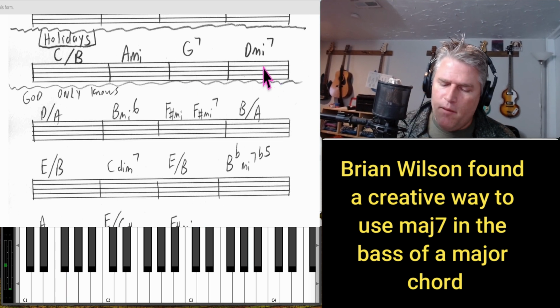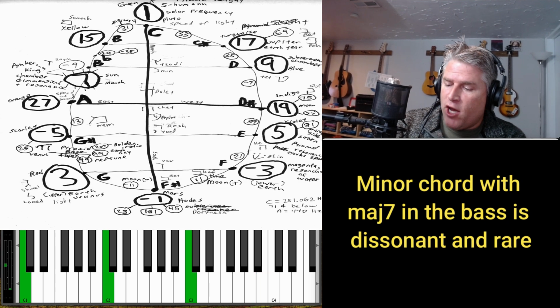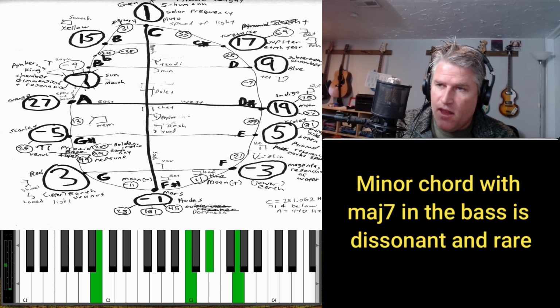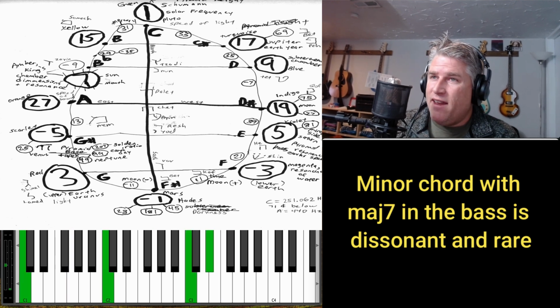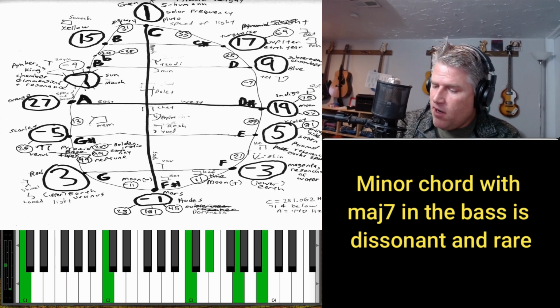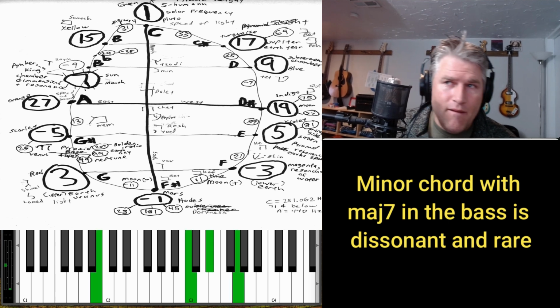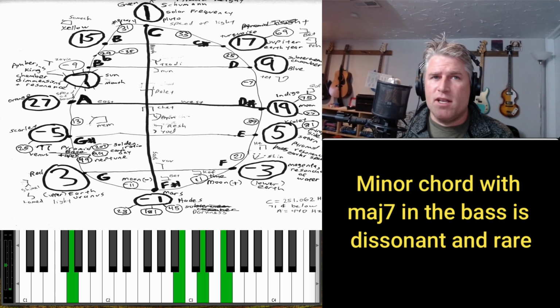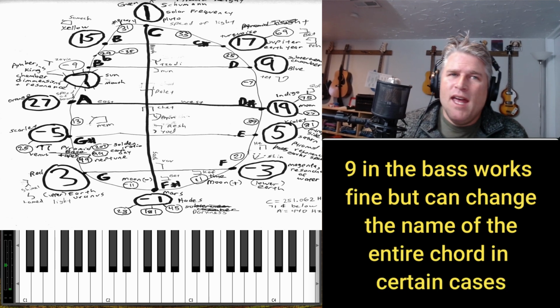Really cool. I guess by the same token, you could take a C minor chord and put a minor major 7, but in the bass. Let's say we had C minor to G7, and then I wanted to make it a C minor major 7. I can put that in the bass. It's going to be really tense, but it's a possibility. So major 7, it's worth a shot.